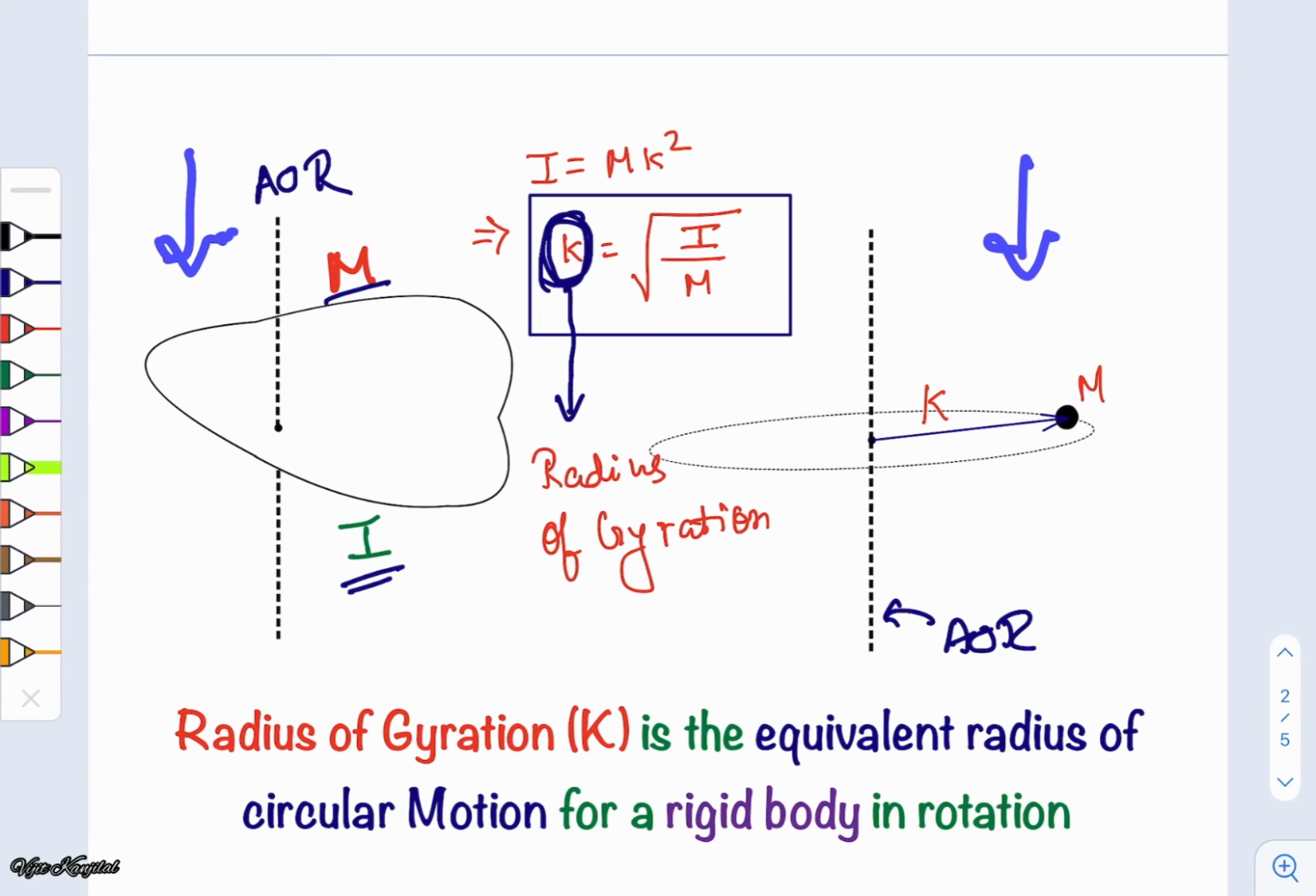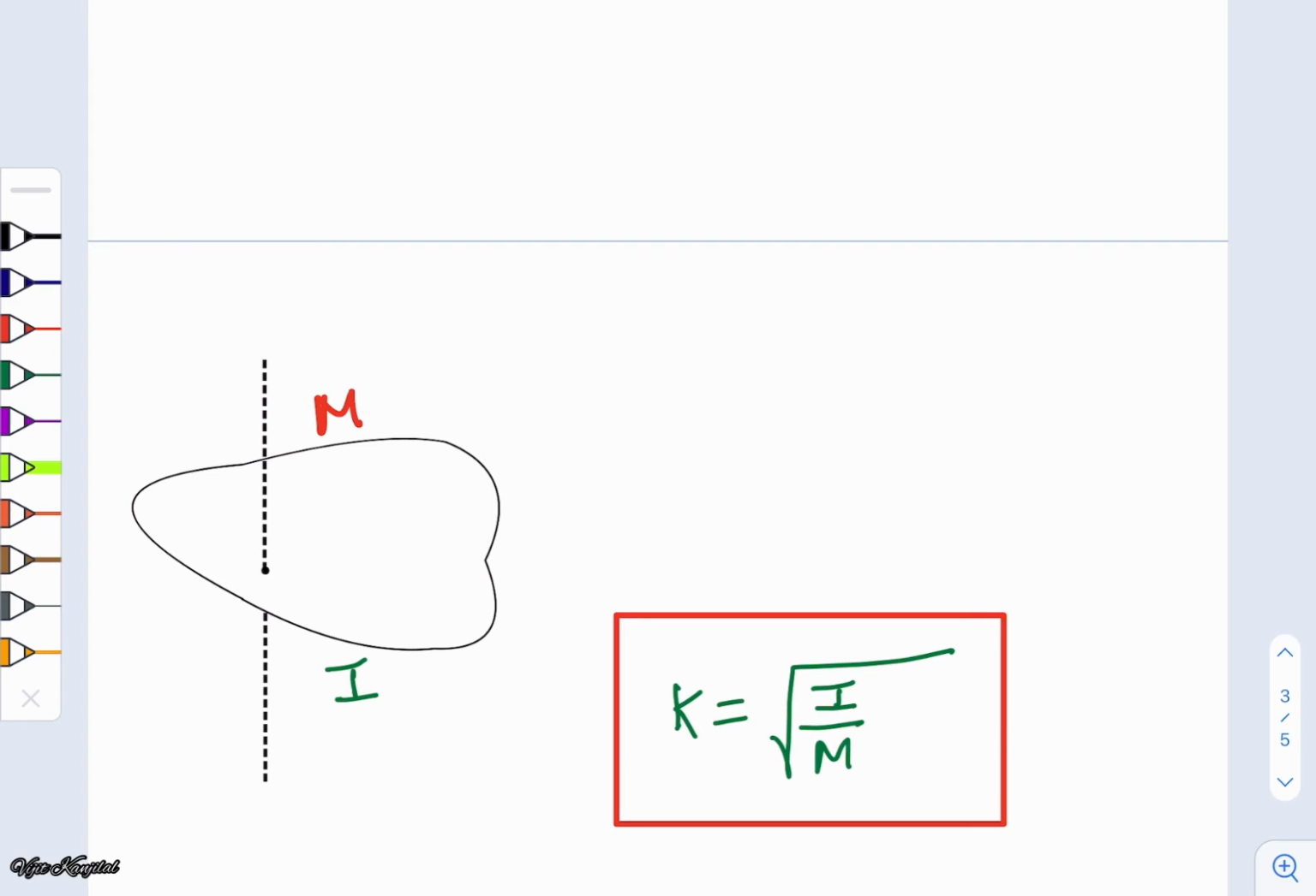Simple, easy, straightforward. So radius of gyration is a pretty simple and straightforward concept, and in your entrance exams you would be asked to calculate the value of radius of gyration in a few of the problems. So how do we calculate the value of radius of gyration?